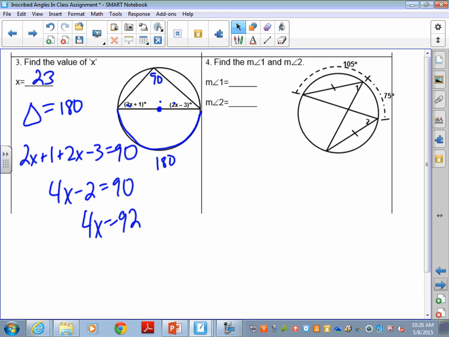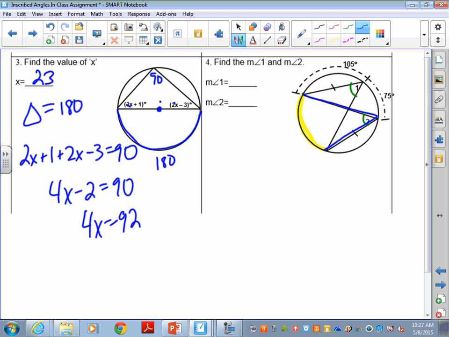Which are congruent? 1 and 2, you're saying they're congruent. Why are they congruent? Yeah, they do have the same intercepted arc. If I look at angle 1, its intercepted arc is right here, but that is also the same arc for angle 2. So I need to get that arc.